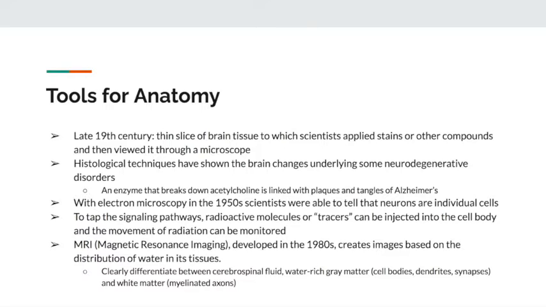MRI, developed in the 1980s, creates images based on the distribution of water in its tissues. MRI clearly differentiates between cerebrospinal fluid, the water-rich gray matter, which is the cell bodies, dendrites, and synapses, and the white matter, myelinated neurons.